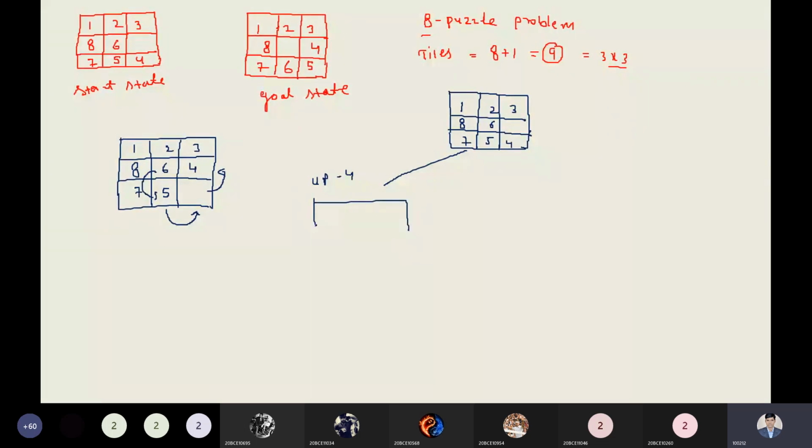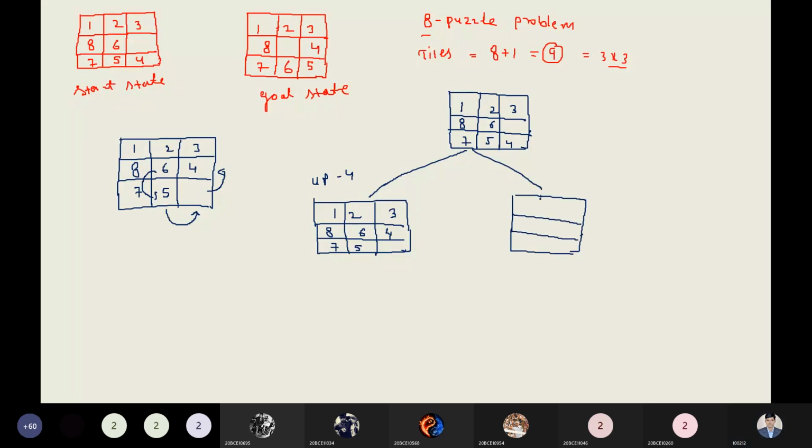If we're talking about the search space tree, our answer or solution should be represented in a tree manner. So I can write like this. If he is saying we can do the 4 up, then I can write 1, 2, 3, 8, 6, and 4 will come over here, and the rest of the tiles will be in the same position. And the second or third option, I can write or draw over here. We can have 1, 2, 3. So what is the other option?